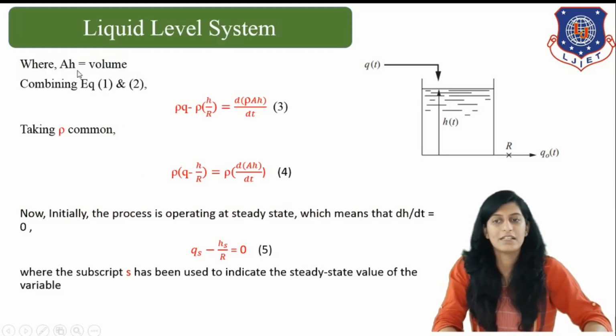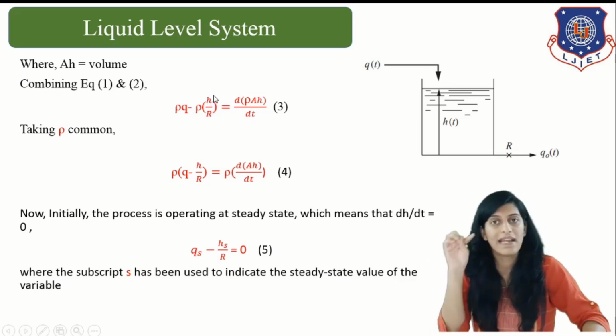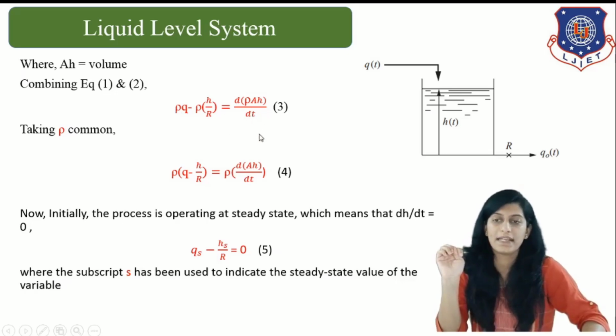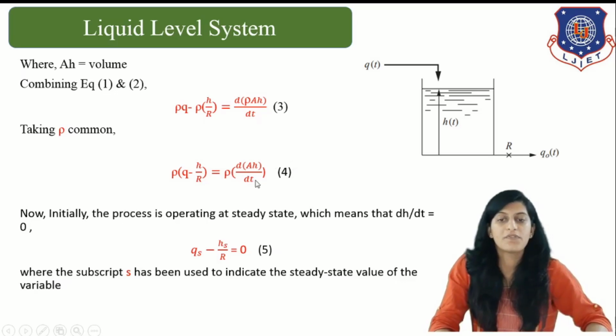Now the next step will be combining both the equations. Instead of writing q0, I will use equation number 1, h by R. So this is rho q minus rho h by R equals rho A dh by dt. Taking rho common from this equation, we get q minus h by R equals A dh by dt, right.